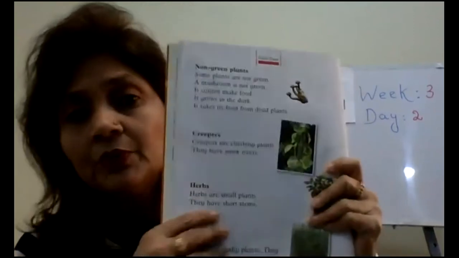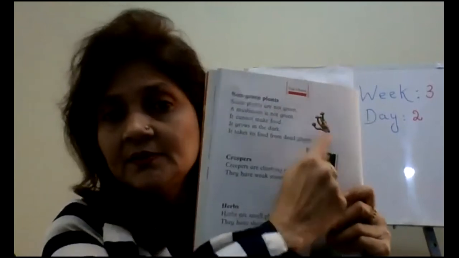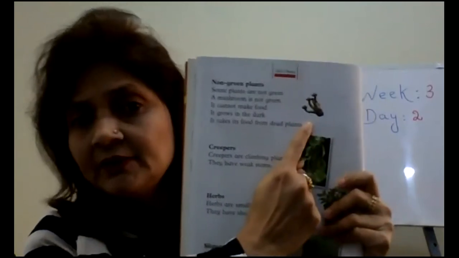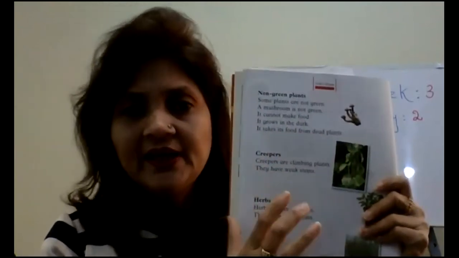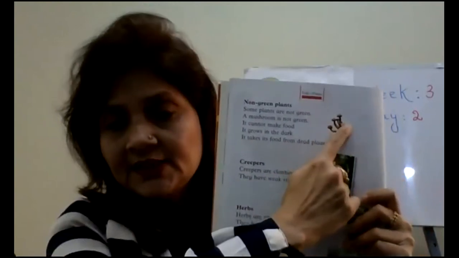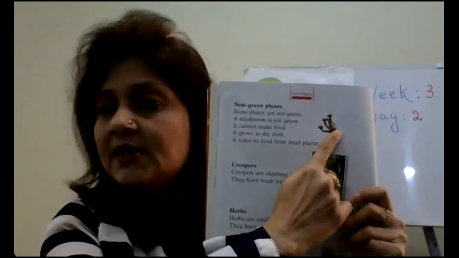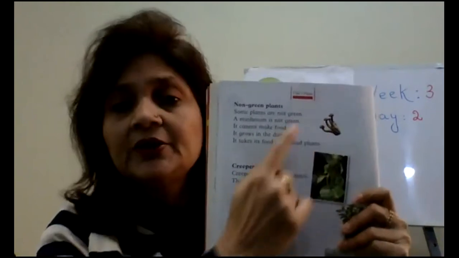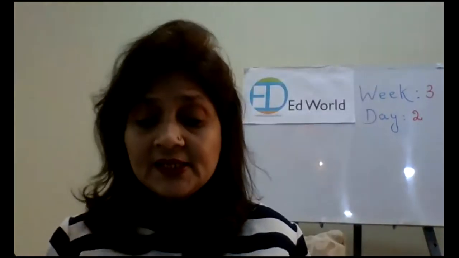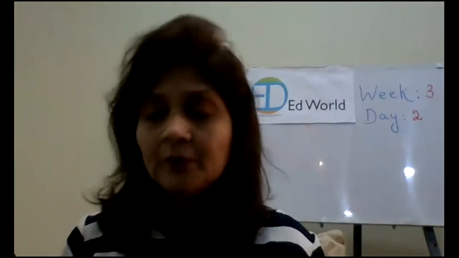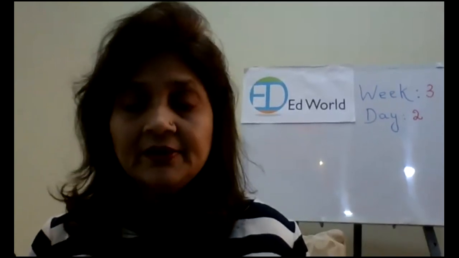If you see your book, you will see this mushroom plant here. See, it's of dull gray, brown color. This is a mushroom plant and it does not make its own food. It grows in dark places and it takes its food from the dead plants, right?